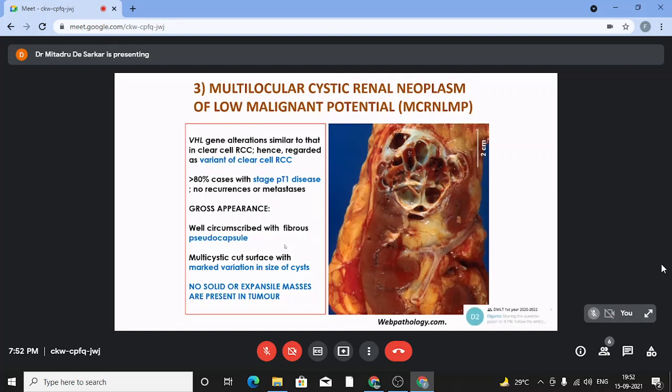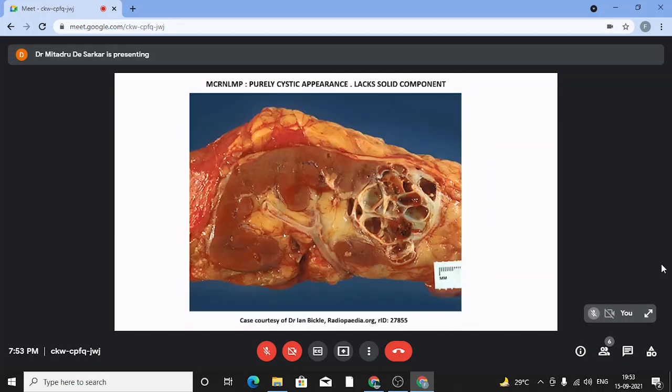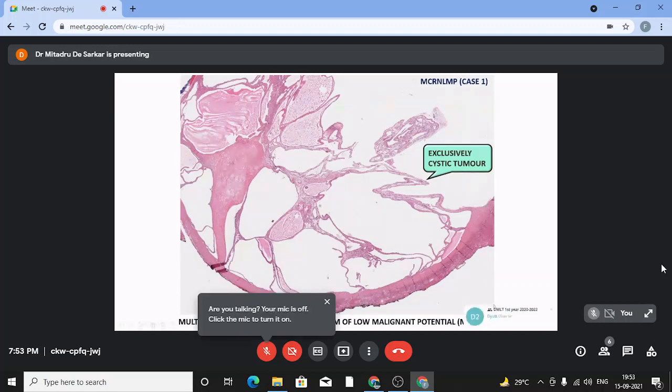The good thing about this particular entity is that more than 80% of the cases will present with stage pT1 disease, and there is no history of recurrences or metastasis in these tumors. They are very well circumscribed lesions with a fibrous pseudocapsule, and they have a completely multicystic appearance without any solid or expansile masses whatsoever. So that is how the cyst will look.